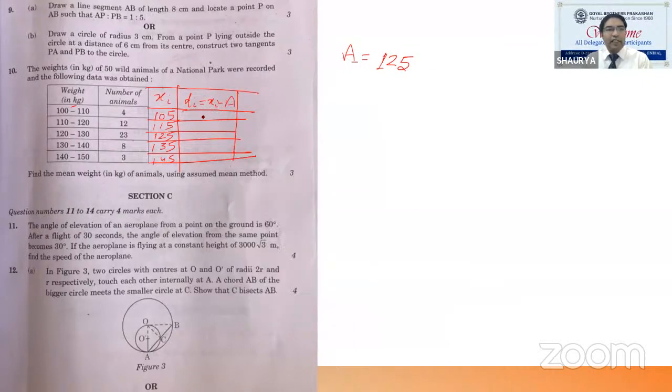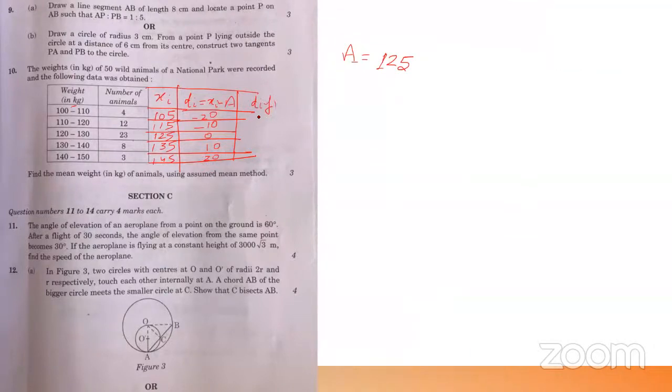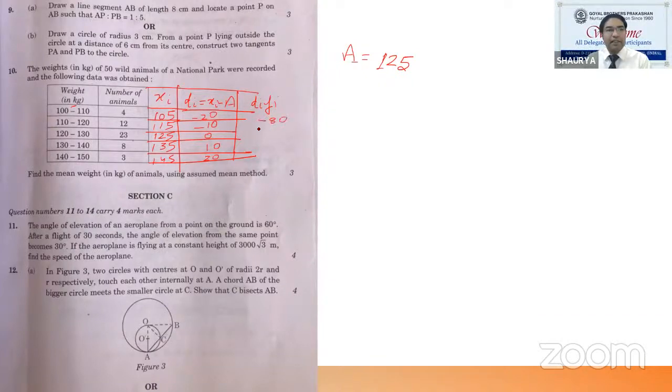So 105 minus 125 gives me minus 20, minus 10, 0, plus 10, and plus 20. Now the next column is the multiplication of this previous column di with the corresponding frequency. So minus 20 into 4 is minus 80, minus 10 into 12 is minus 120, 23 into 0 is 0, 8 into 10 is 80, and 3 into 20 is 60.